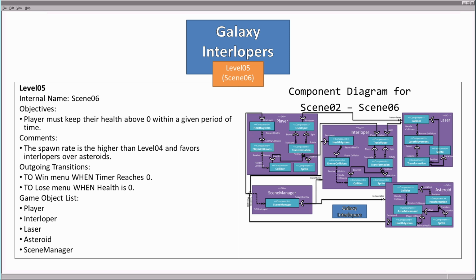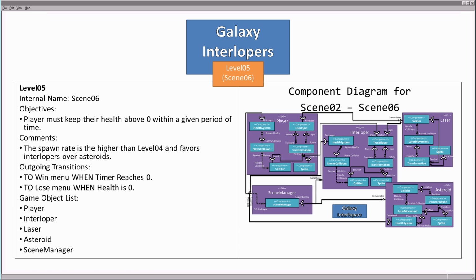The amount of time that the player has to survive, and the density of enemies. We notice that this is the same structure as Scene 2 through Scene 6. All of these are variable properties that can be set in the Scene Manager component for specific levels.